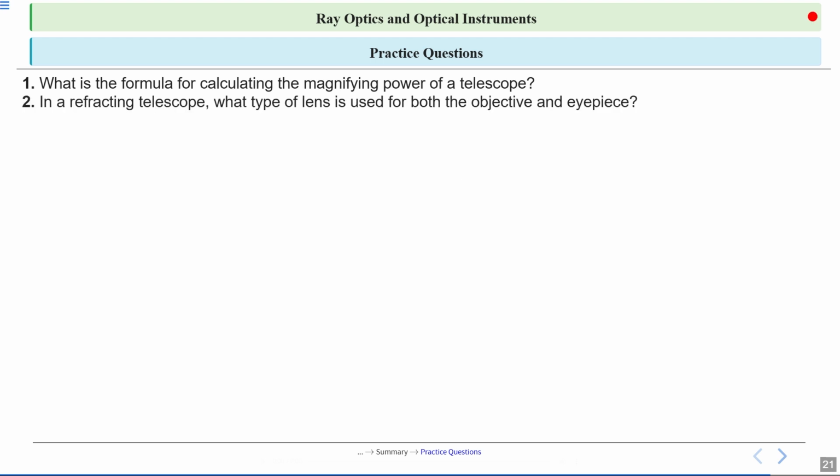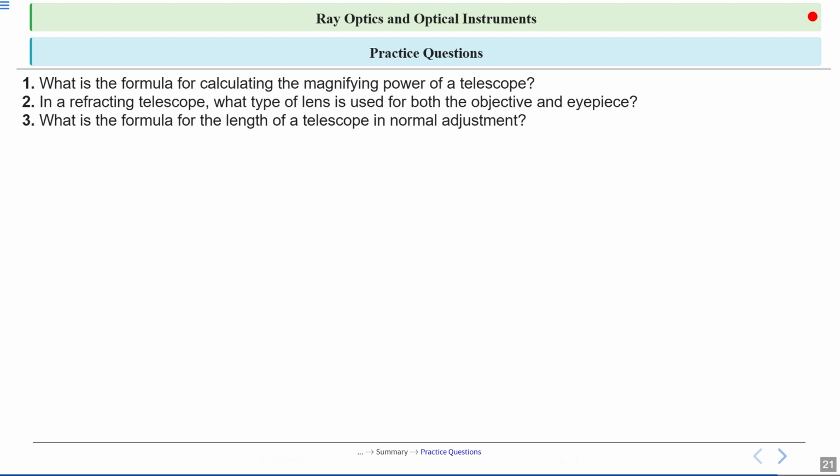In a refracting telescope, both the objective and eyepiece are lenses. Specifically, they are convex lenses. This is important because convex lenses converge light, which is essential for forming clear images in telescopes.